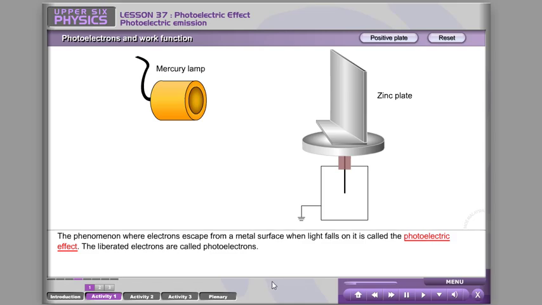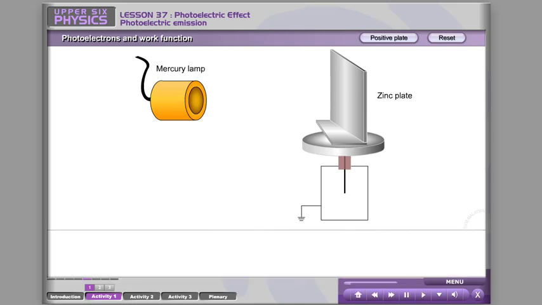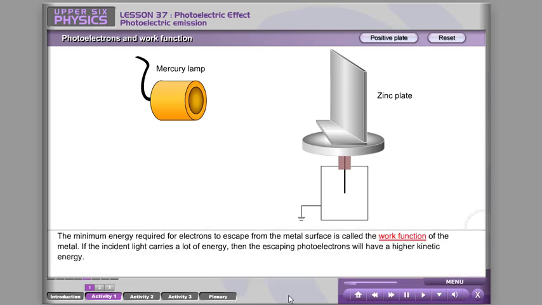The phenomenon where electrons escape from a metal surface when light falls on it is called the photoelectric effect. The liberated electrons are called photoelectrons. The minimum energy required for electrons to escape from the metal surface is called the work function of the metal. If the incident light carries a lot of energy, then the escaping photoelectrons will have a higher kinetic energy.